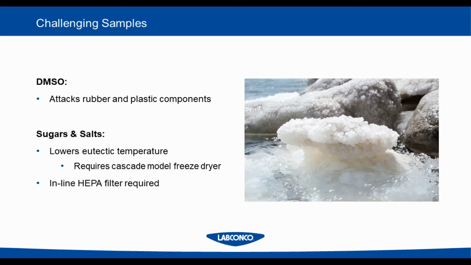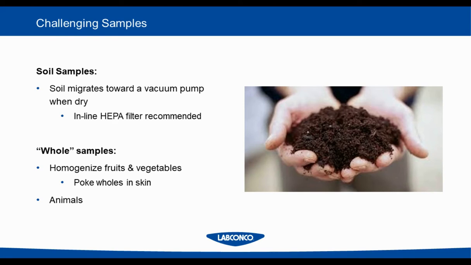DMSO is known to attack rubber and plastic components, which are a big part of any freeze dryer. Because of this, these parts may need to be replaced over time to prevent any vacuum leaks. Sugars and salts lower the eutectic temperature, which require a cascade-type collector. They can also bypass the collector and get into the pump as particles. An inline HEPA filter will protect the pump from these particles.